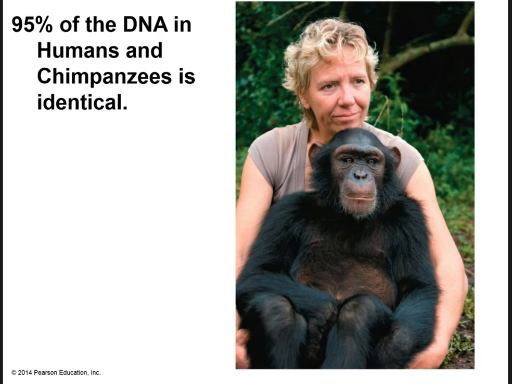Let's talk a little bit more about evolution. Before we talk about evolution, let's see an example. It is thought that humans and chimpanzees evolved from a common ancestor. Scientists believe this because 95% of the DNA in humans and chimpanzees is identical.